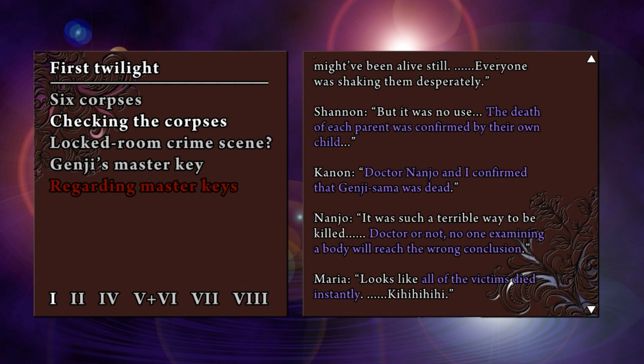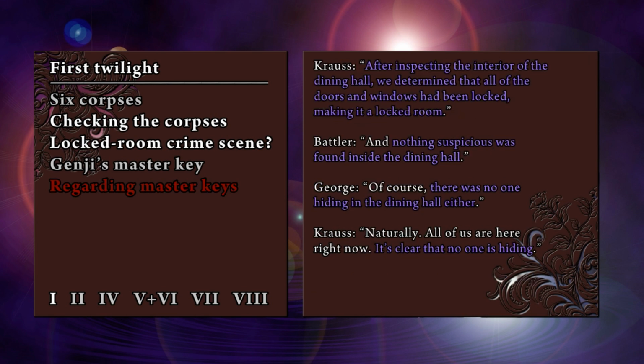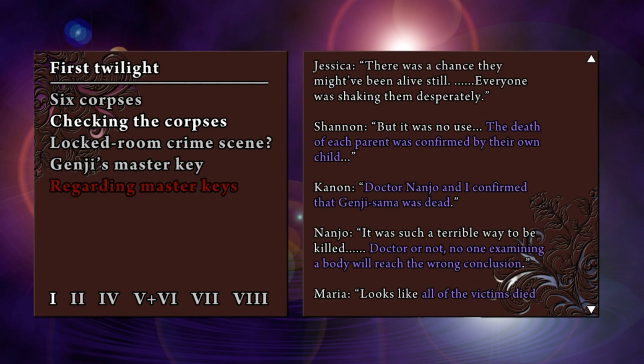Dr. Nanjo and I confirmed that Genji was dead. Well, he's the one who's telling us this. But it's not as if Nanjo is the one denying this. Well, it's not like he's confirming anything right here. There was a chance they might have been alive still. Everyone was shaking them desperately.